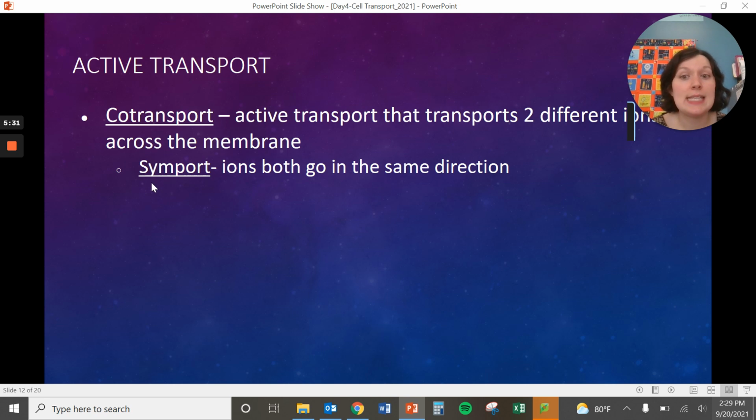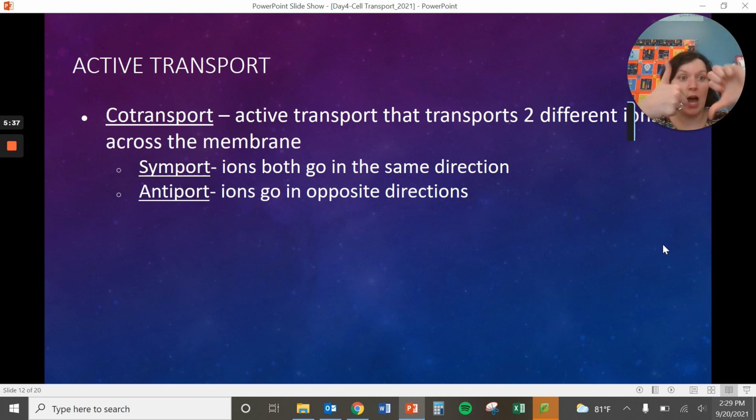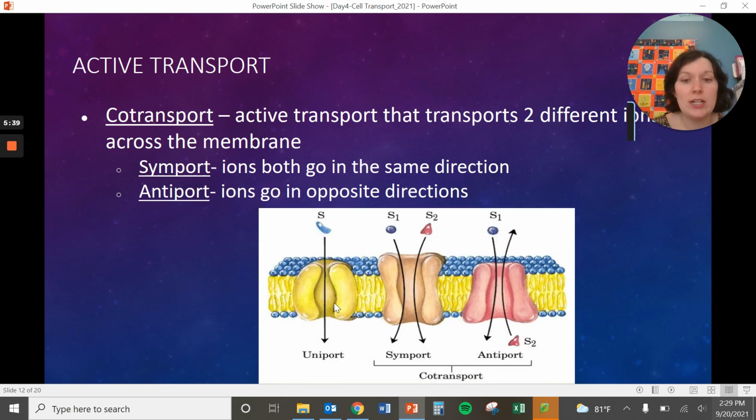Okay, we can have symport, sym meaning the ions are going in the same direction, and antiport meaning the ions are going in opposite directions. Okay, so here's an example. Uniport was like that hydrogen pump we just had. Symport, two ions are going the same direction, and an antiport, one will go one way, one will go the other.